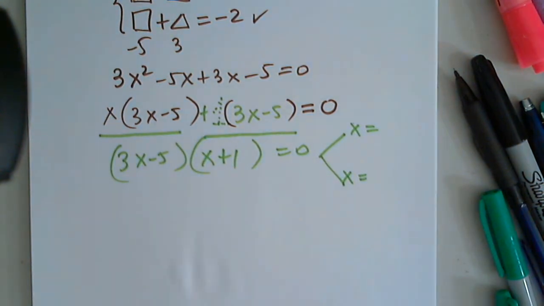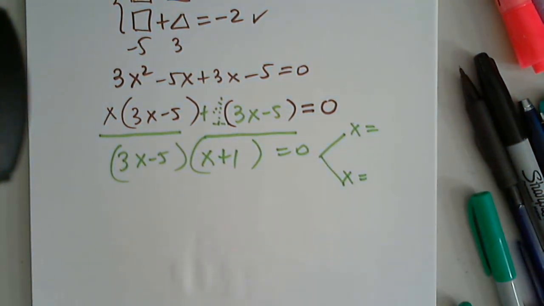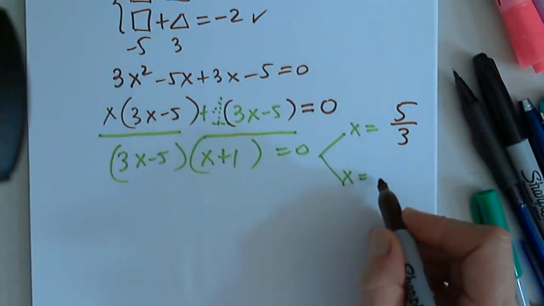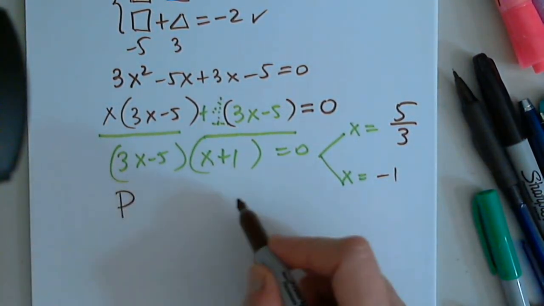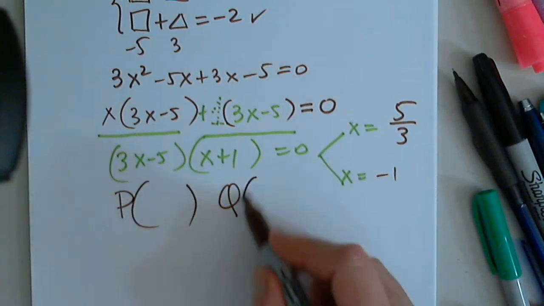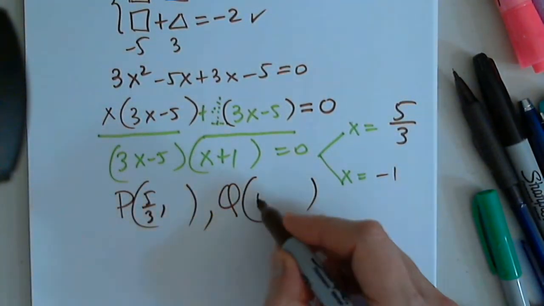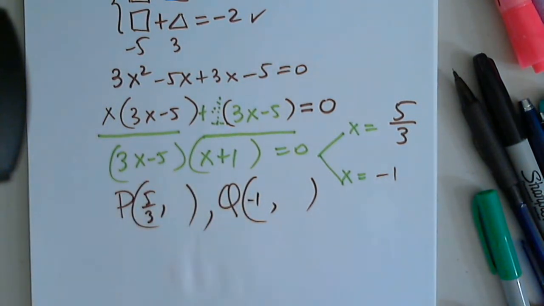So then we have two solutions. Can anyone give us those two solutions? It's 5/3 and -1. So now we need to write 2 points. They want us to write 2 points with 5/3 and -1. How do we find those 2 points? Plug them back into the original function.